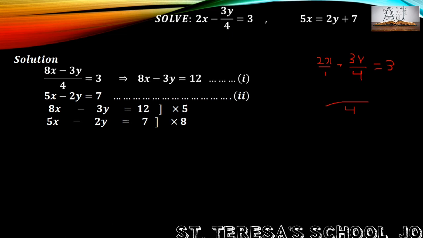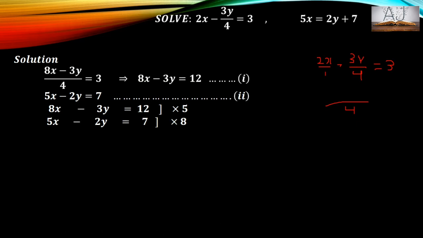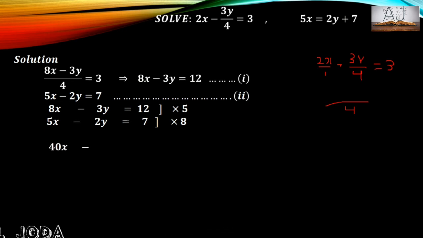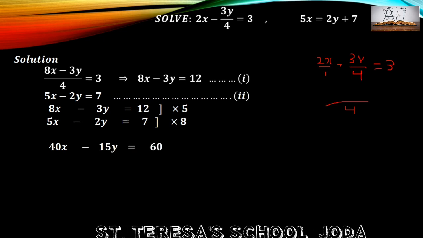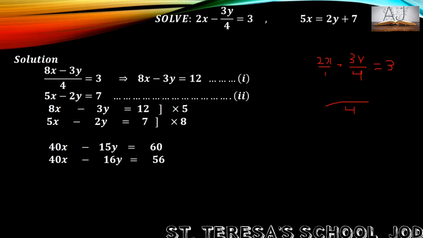Now let us multiply 5 to all the terms in the first equation. 8 into 5, so 40x. In the first equation when you multiply 5 to 8, what will you get? 5 into 8, 40x, minus 3 into 5, 15y, is equal to 12 into 5, which is 60. Then multiply 8 in the second equation, 8 into 5, 40x, minus 8 into 2, 16y, equal to 8 into 7, which is 56.